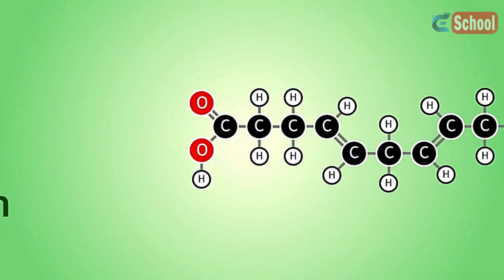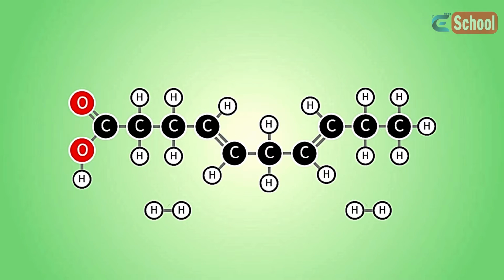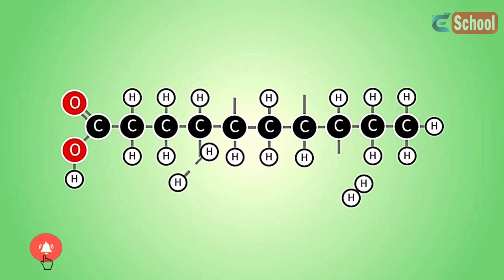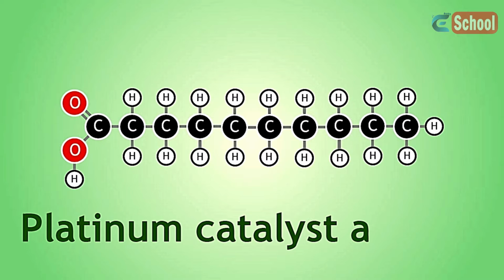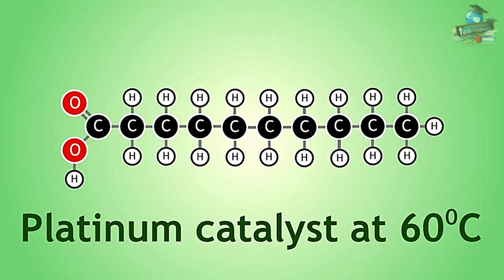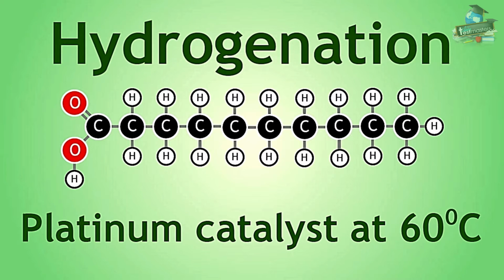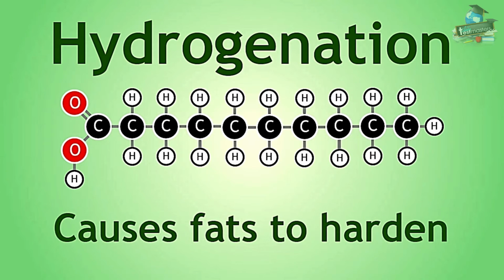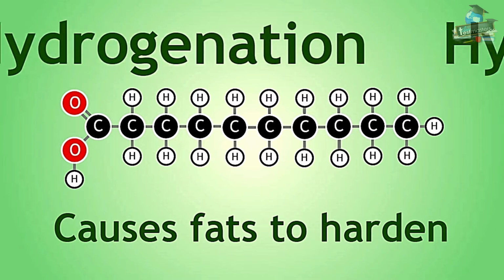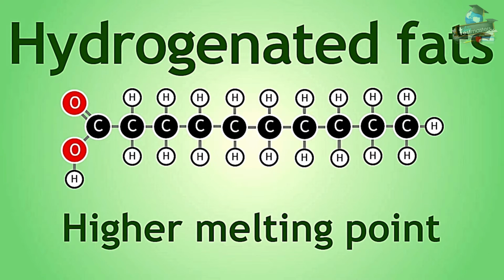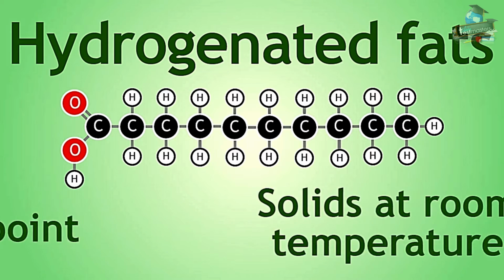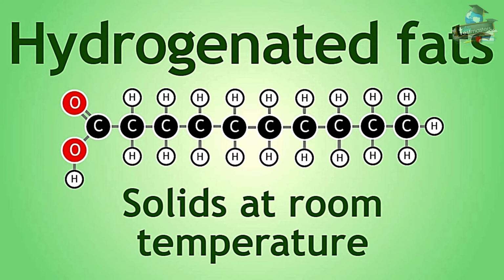We can hydrogenate, or add hydrogens to, carbon-carbon double bonds by passing hydrogen gas over these molecules in the presence of a platinum catalyst at 60 degrees Celsius. This is, and you got it, a hydrogenation reaction. When these fats are hydrogenated, they are hardened. Hydrogenated fats have a higher melting point, and as a result, are usually solids at room temperature.